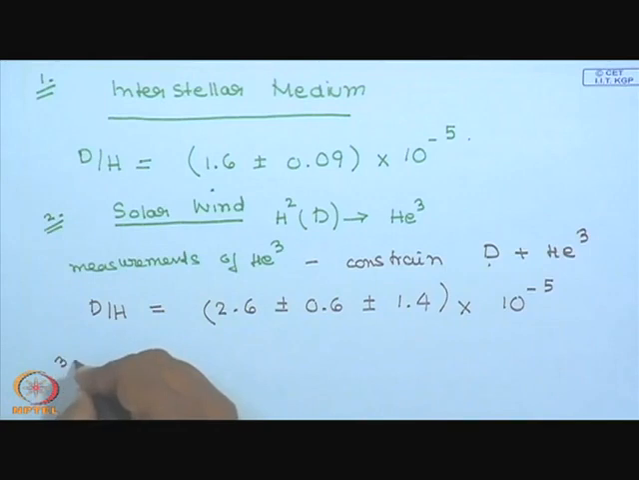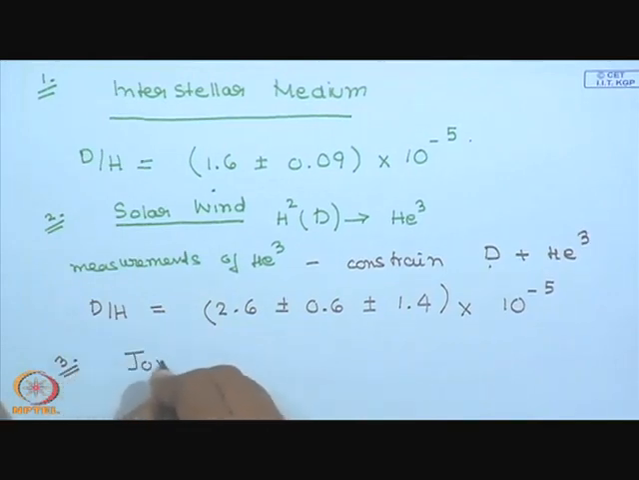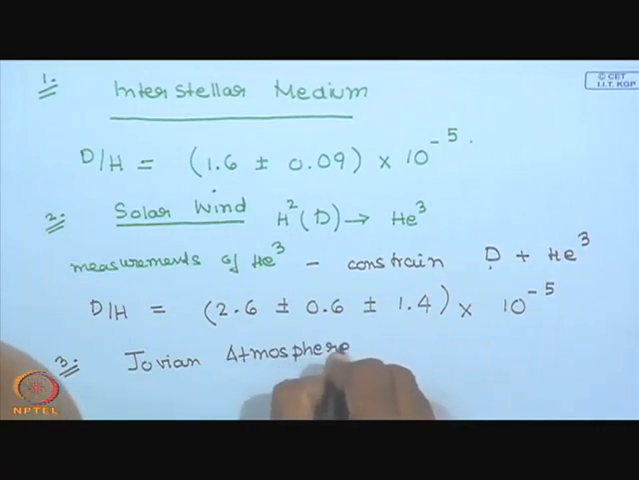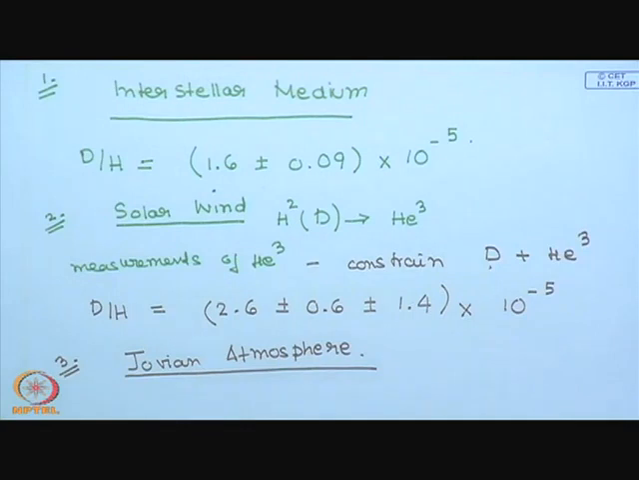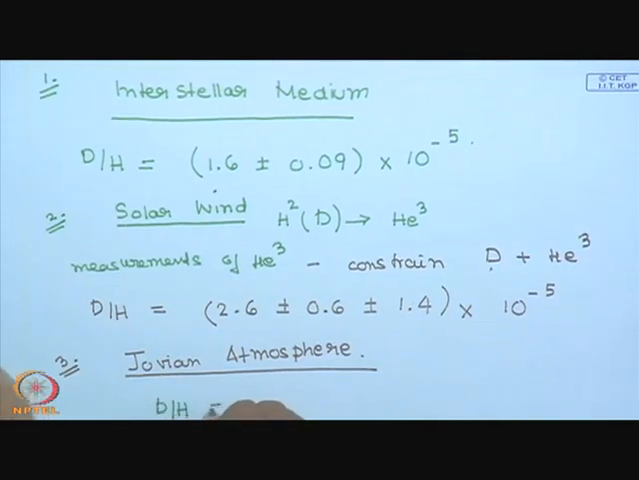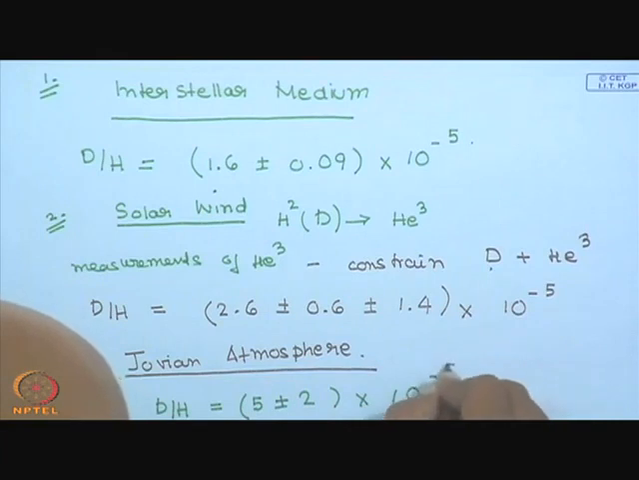And finally, we have a third kind of observation. These are observations of the Jovian atmosphere. Again, right at the beginning, we learned about the different planets, and I told you that Jupiter is mainly made up of gaseous material, hydrogen, ammonia, etc. So, we can use the observations of the atmosphere of Jupiter to determine the abundance of whatever spectral lines you can identify. And these observations indicate that D by H is equal to 5 plus minus 2 into 10 to the power minus 5.